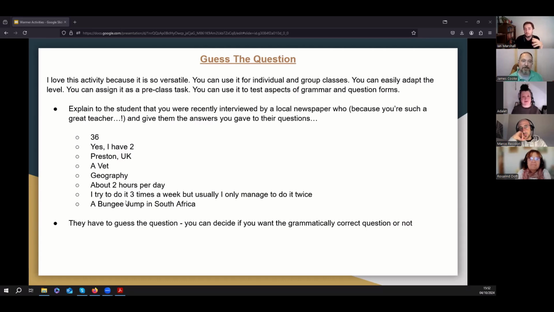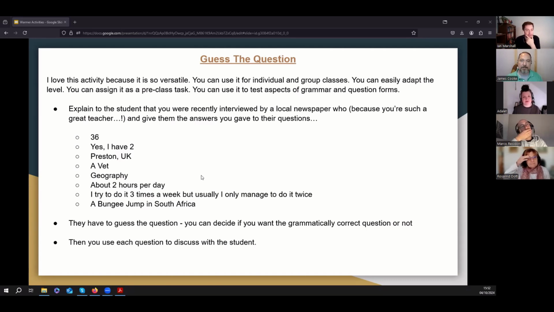So for example, if we did conditional structures in a previous class, maybe I put my answer here and say something like, if I had that much money, I would travel around the world. And then they've got to formulate the question of what would you do if you had lots of money or something. So yeah, and then you use them to discuss with the student. So there's that one.